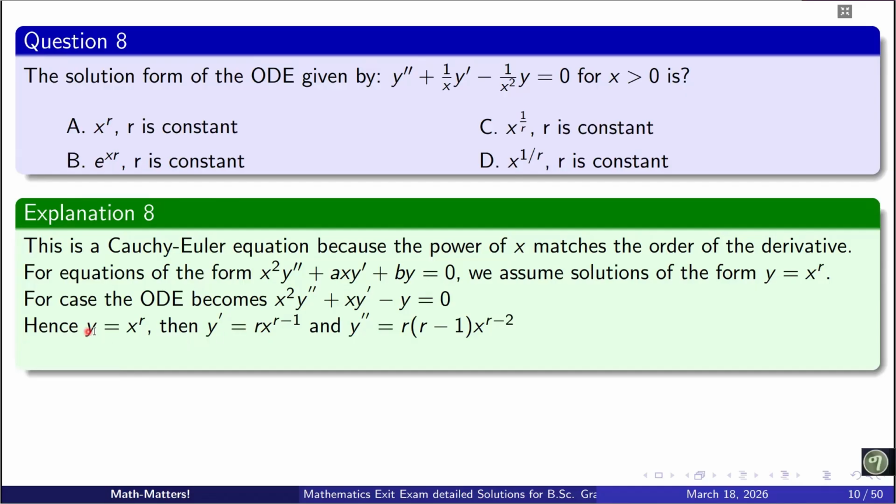Then if we let y be x to the power of r, the first derivative of y with respect to x would be r times x to the power of r minus 1, and the second derivative would be r into r minus 1 times x to the power of r minus 2. Then, to find the values of r, you can substitute the derivatives here and simplify to solve for r. Anyways, the solution form of the given ordinary differential equation is y is equal to x to the power of r. I think the answer for this one could be A.